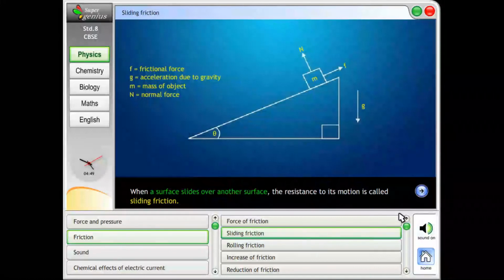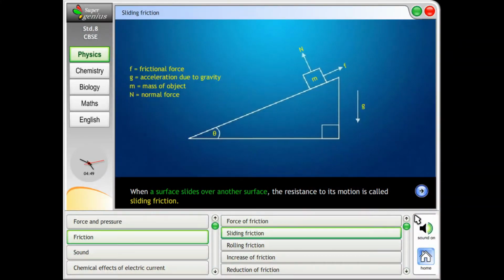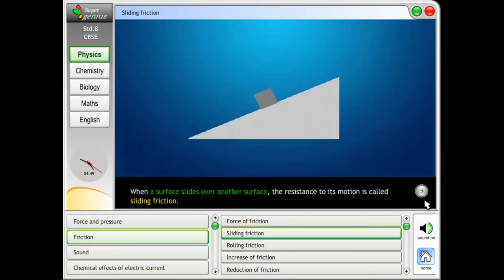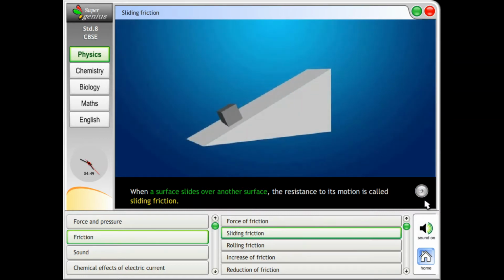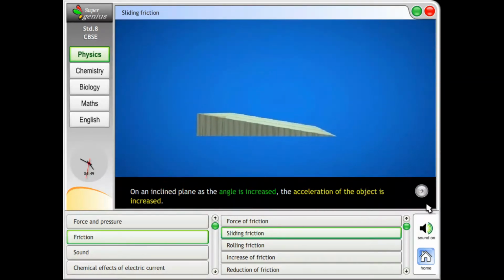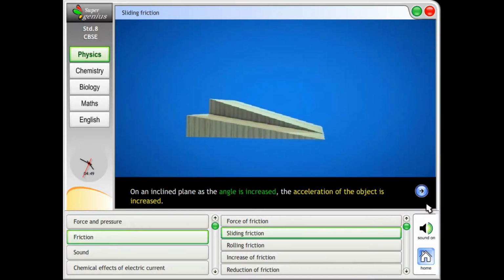Sliding friction. When a surface slides over another surface, the resistance to its motion is called sliding friction. On an inclined plane, as the angle is increased, the acceleration of the object is increased.